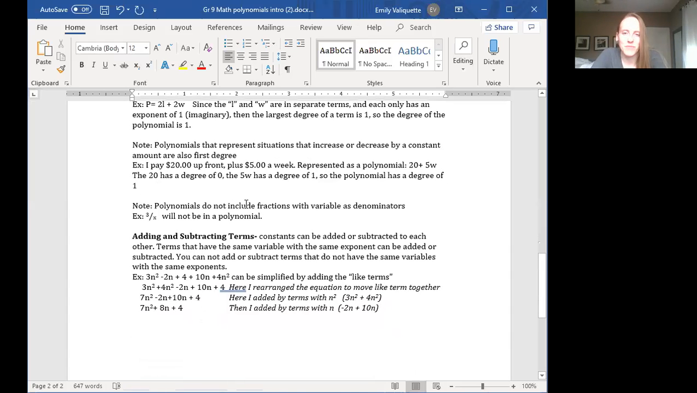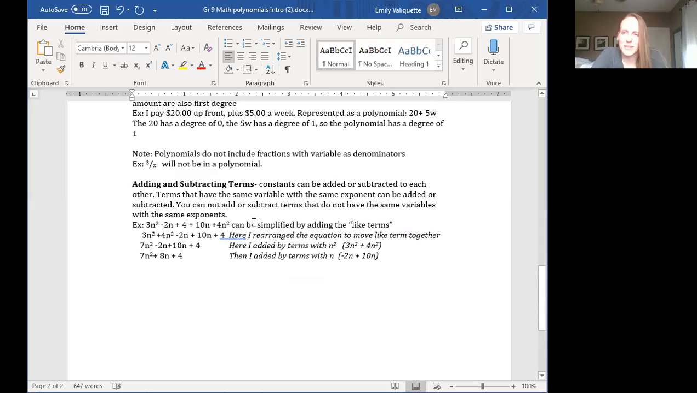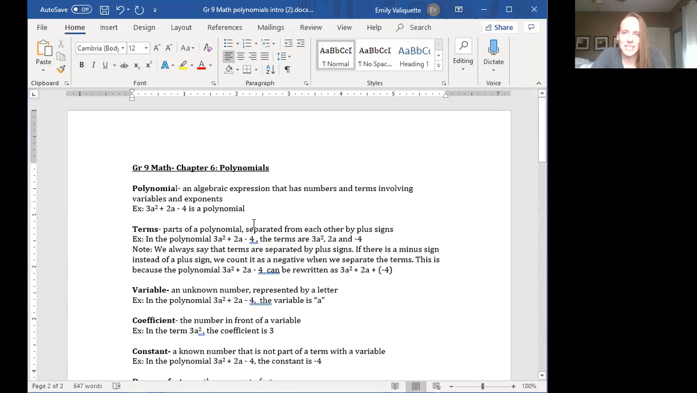And essentially, polynomials can represent a bunch of different scenarios, including money, perimeter, area. But a polynomial cannot include a fraction where the variable is on the bottom, so the denominator. So that's really the only thing that can't be a polynomial. And we'll come back to adding and subtracting in a different lesson, so we won't worry about that for now.